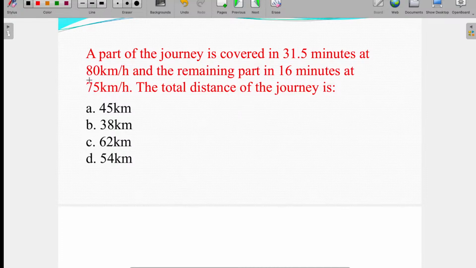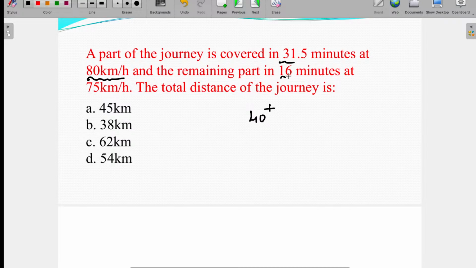Tell me, in 1 hour how many kilometers is he traveling? 31.5 is approximately half an hour. In half an hour he may travel 40 point something. It is nearest to 40 plus. In 1 hour he goes 80 kilometers, so in half an hour, 31.5 means approximately, because all options are very far, I will take half an hour, he may travel 40 plus kilometer.